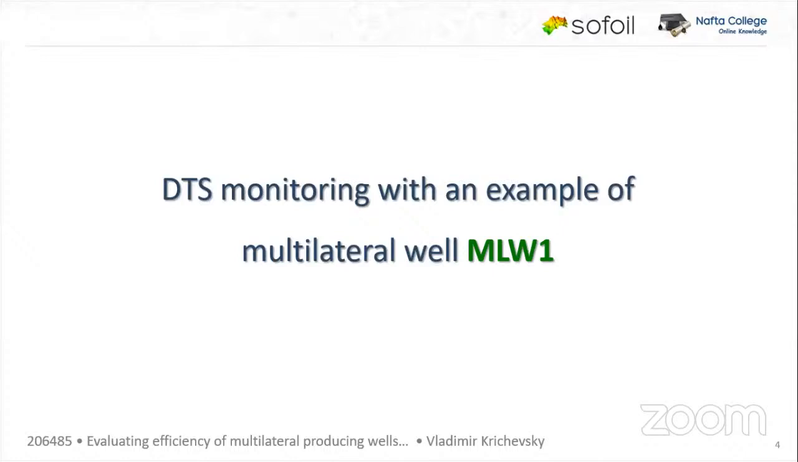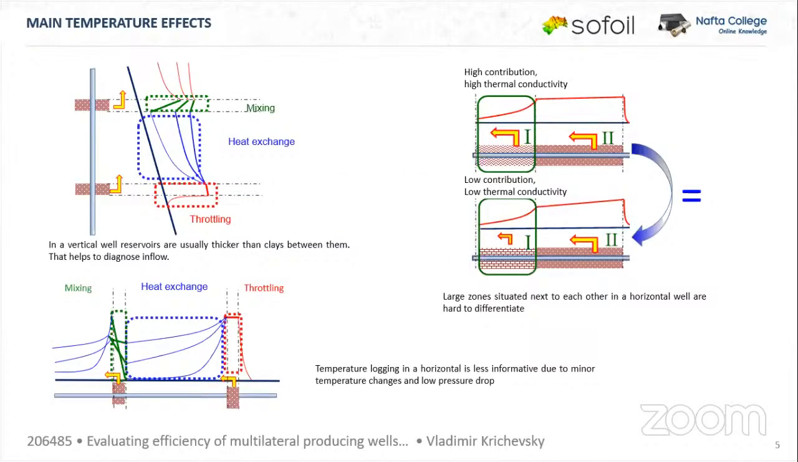First, let's start with the DTS, so distributed temperature sensing. So how it works and what it brought us. So let's first try to remember what the main temperature effects in a well are. Let's look at the top left picture. The main temperature effect would be throttling. So whenever we have fluid coming into a well, it warms up. If it's a gas, it cools down.